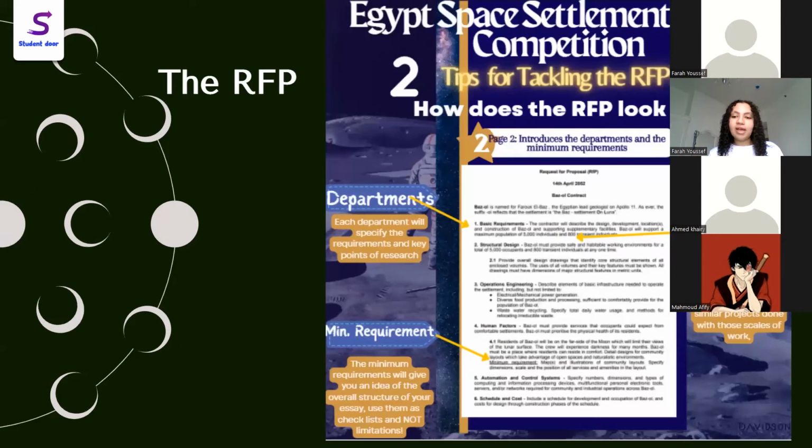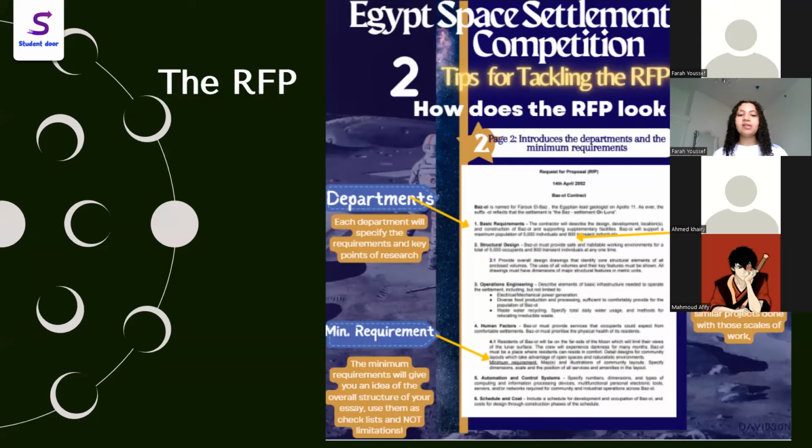The second page is for the RFP. It introduces the requirements, the minimum requirements, and the departments. The minimum requirements are the least things you can put in the proposal. Your idea must not be based only on the minimum requirements, so that you have a competitive edge over the other teams. So you have to think about how you can do more than the minimum requirements. We will use the minimum requirements to judge you, but if we find more things, again you will be higher in the chance of winning the competition. So you have to use them as checklists and not limitations.